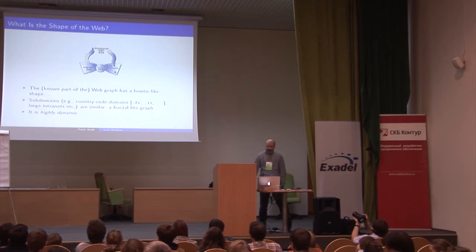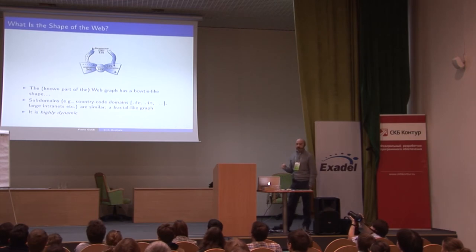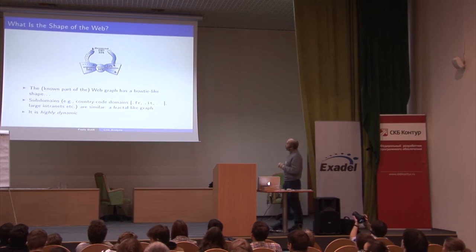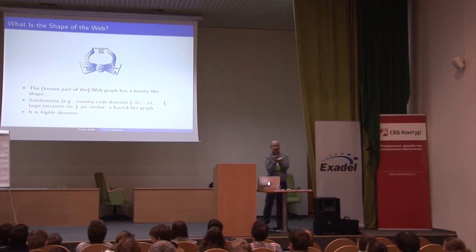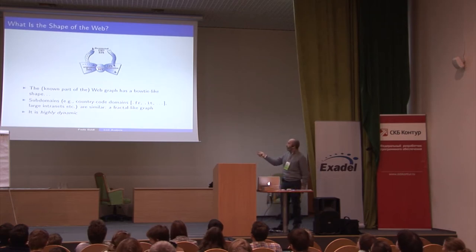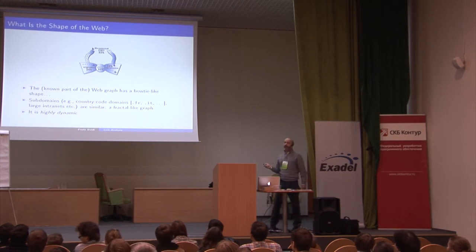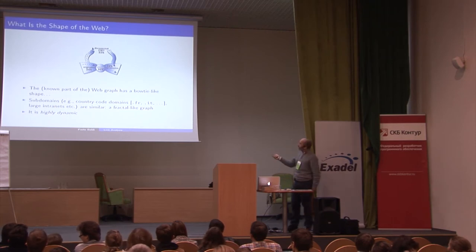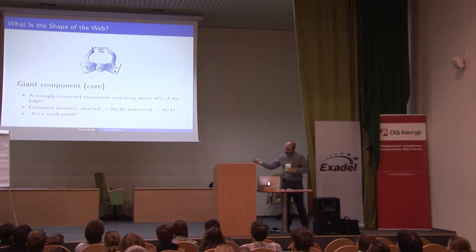Okay. So this is more or less the typical shape of the web. It's called the bow tie. So if you take the web and you plot it as a graph, it looks more or less like that. The central part is a big, strongly connected component, which means that from every page, you can go to every other page by following some links in this strongly connected component. And it contains about one third of the whole thing. This is called the core or the giant component of the web.